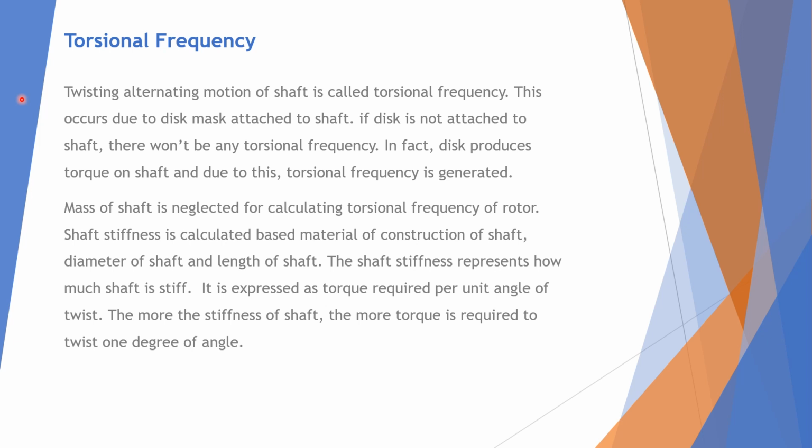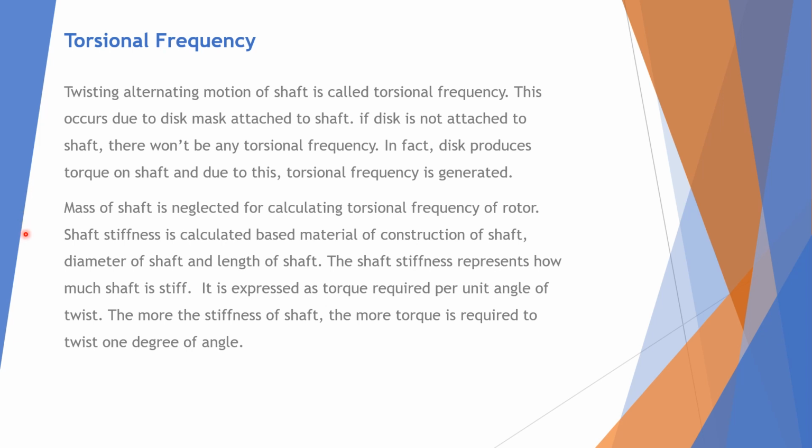This occurs due to the disk mass attached to the shaft. If a disk is not attached to the shaft, there won't be any torsional frequency. In fact, the disk produces the torque on the shaft, and due to this, torsional frequency is generated. Mass of the shaft is neglected.